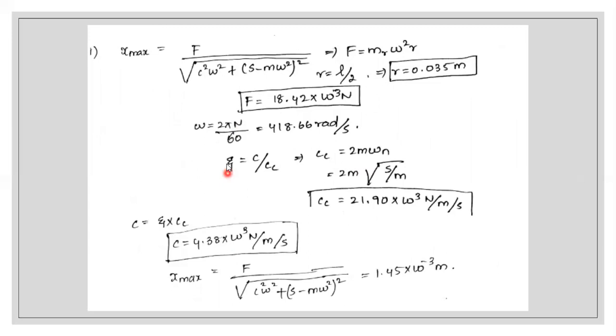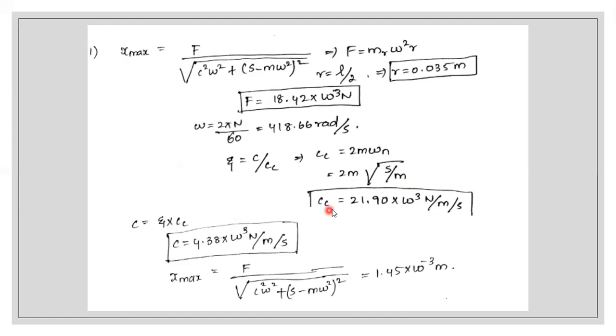Eta is nothing but damping ratio, which is nothing but C by Cc. C means damping coefficient and Cc means critical damping coefficient. In order to determine critical damping coefficient, we know the formula 2 m omega n, and omega n is root of s by m. We know the stiffness, I mean, the stiffness value is very well known, and mass also we know. So once we substitute the mass value and stiffness value, we can get the value for the critical damping coefficient, Cc value.